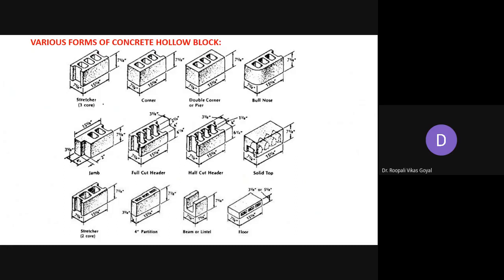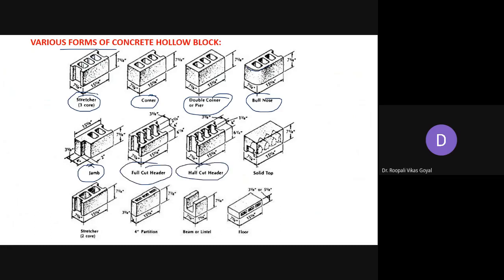Here also with the dimension, various forms of concrete blocks are given. So same way here, this is a structure with three core. So there are three cavities, one, two, and three. This is useful for corner. This is for double corner or pier, you can use. This is full nose. So here it is a molded portion, curved portion. This is used for jam. This is for full cut header, you can use. Half cut header. This is solid top. So depending upon requirement, varieties of shapes and sizes are available.